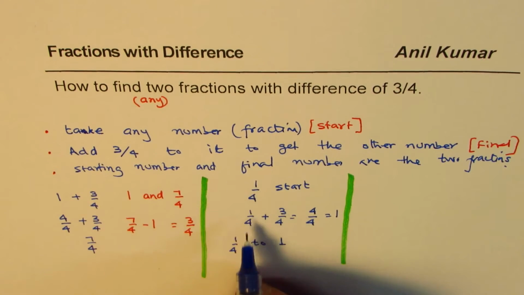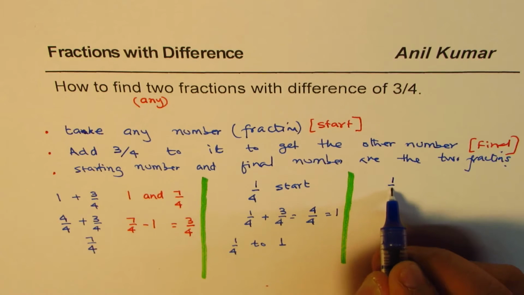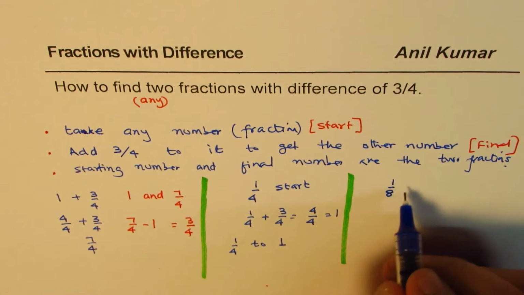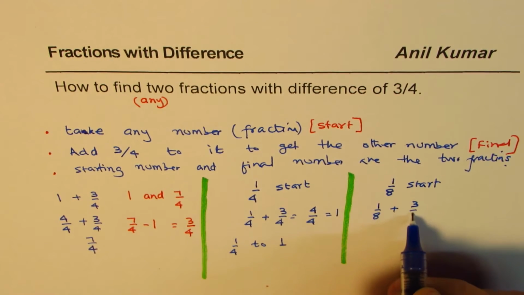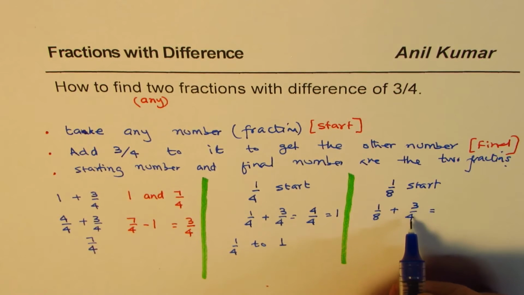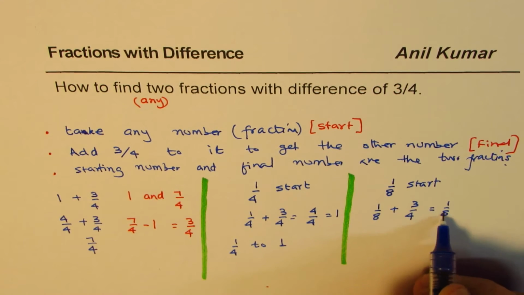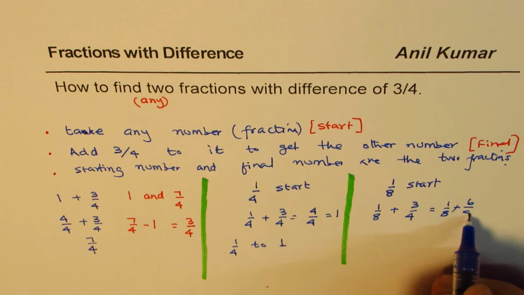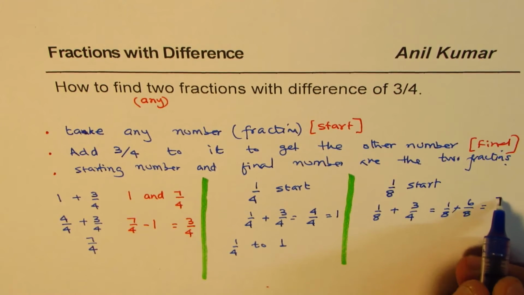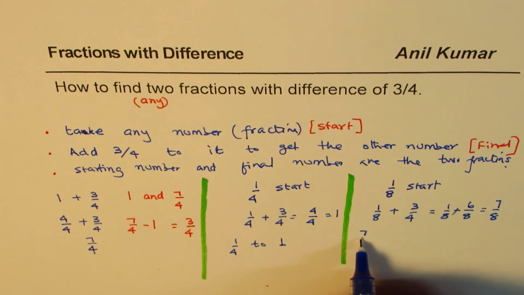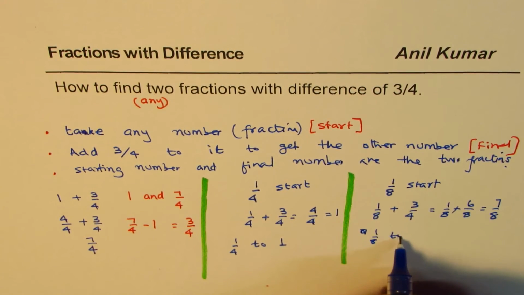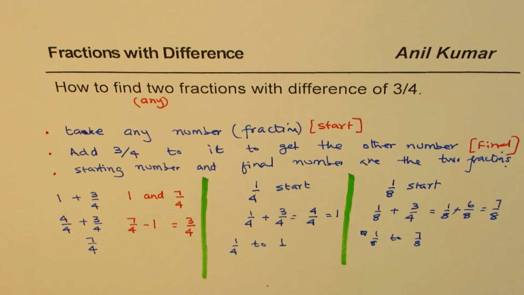Okay, so this time I'll start with a number, let's say 1 out of 8, right? If I start with 1 out of 8, that is the starting number. Let's add 3/4 to it, plus 3 out of 4. For a common denominator, we should write this as something over 8. Multiply both by 2. So 1 out of 8 plus 6 out of 8, let's add, which is 7 out of 8. So 7 out of 8 is the final number. So from 1 out of 8 to 7 out of 8 are two numbers which have a difference of 3 by 4, right?